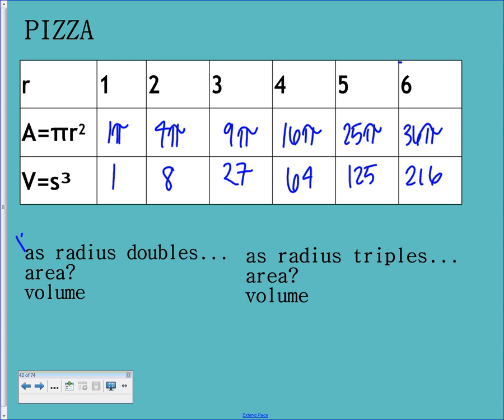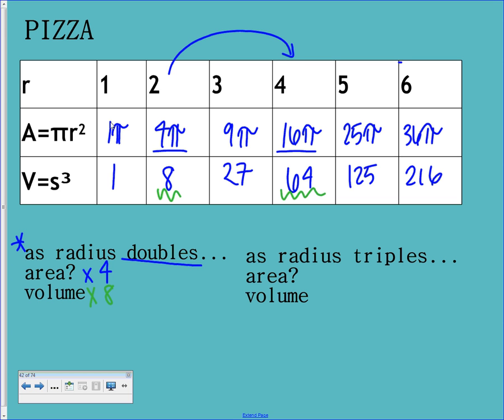If we look at an example where the radius doubles, so that could be like going from a radius of 2 to a radius of 4, what happens to the area? Well, we went from 4 pi to 16 pi, which means I multiplied that by 4. And the volume went from 8 to 64. So my volume was multiplied by 8.